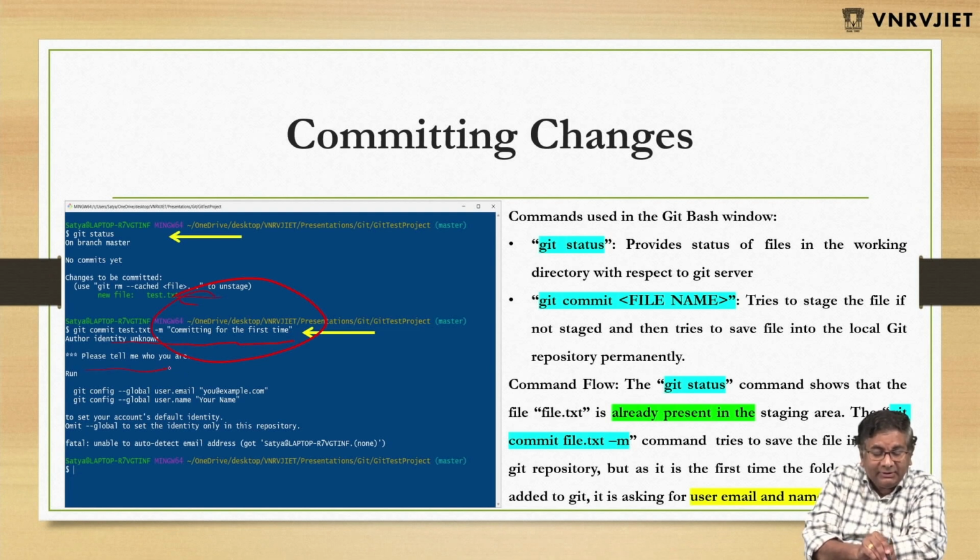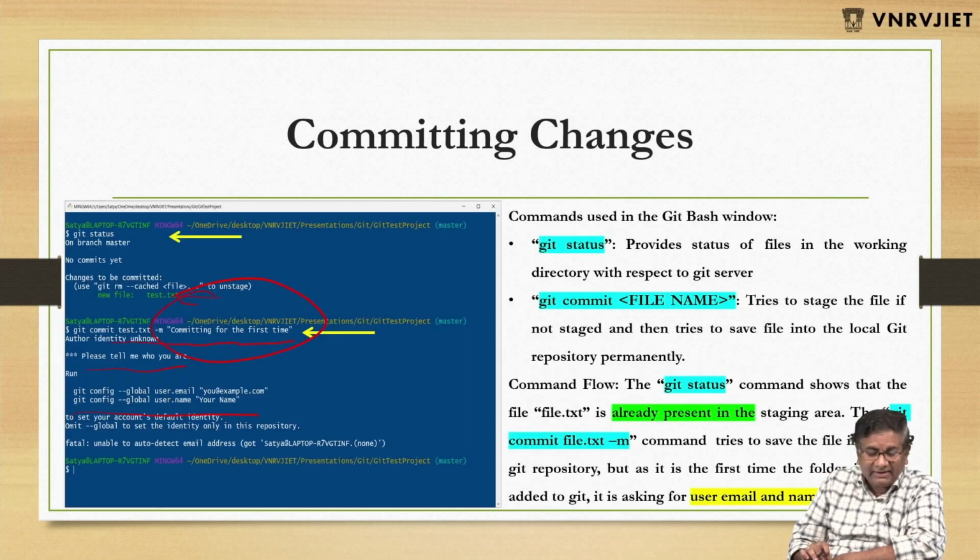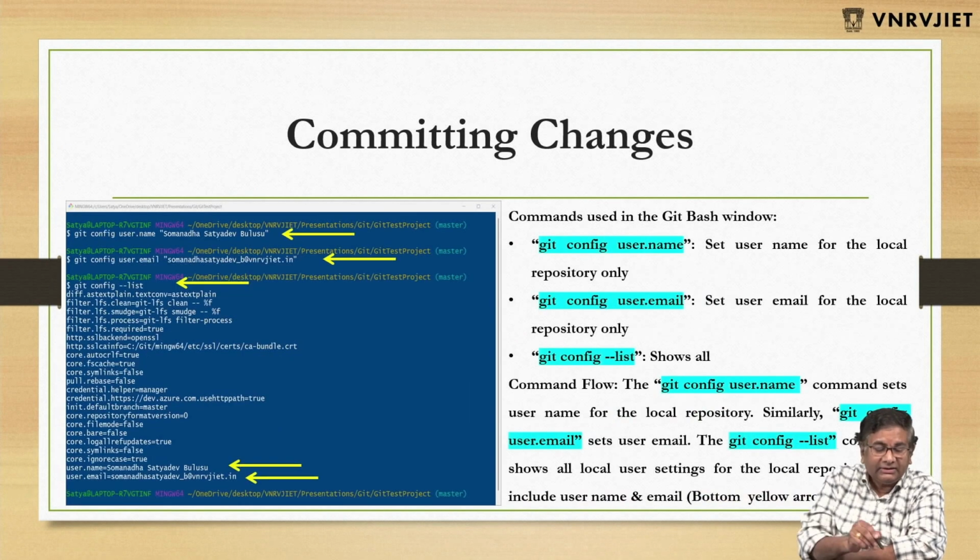Then it says, please tell me who you are. Because I haven't configured it earlier, like I said, you have to configure it the first time, right? So I'm going to do that here. I said git config user.name, my name, and git config user.email, my email ID. Once I type it, I can type git config --list so that I can see the settings I set. There are several things you can set, but let's focus on the last two, name and email. Once this is set, we are done.